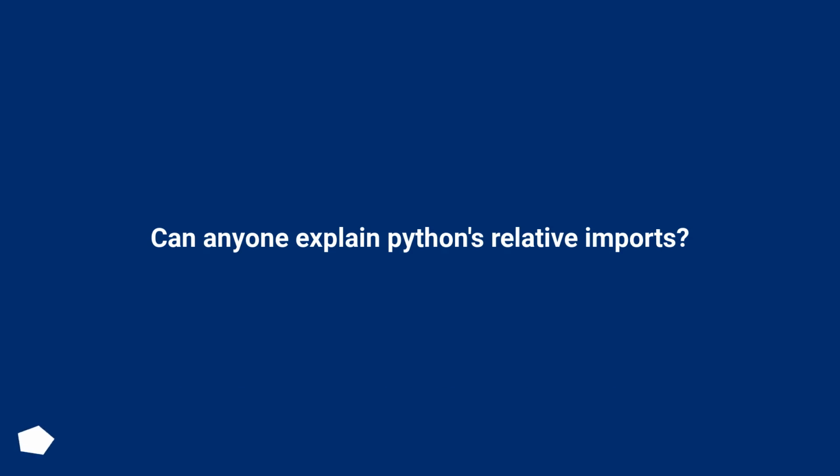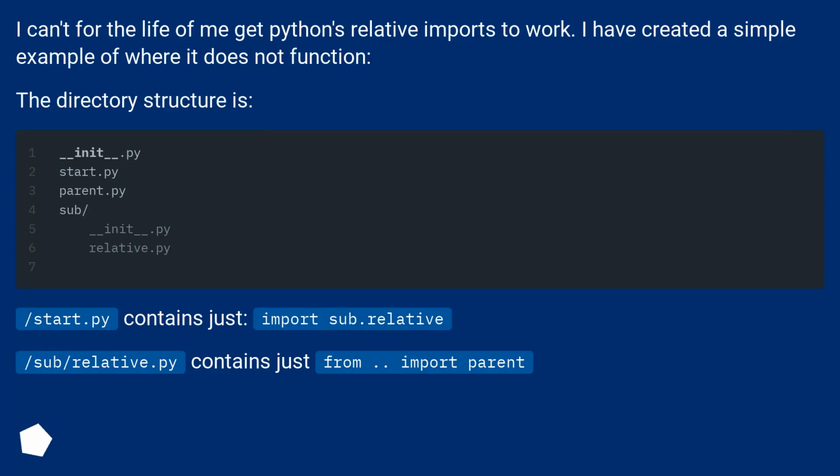Can anyone explain Python's relative imports? I can't for the life of me get Python's relative imports to work. I have created a simple example of where it does not function.